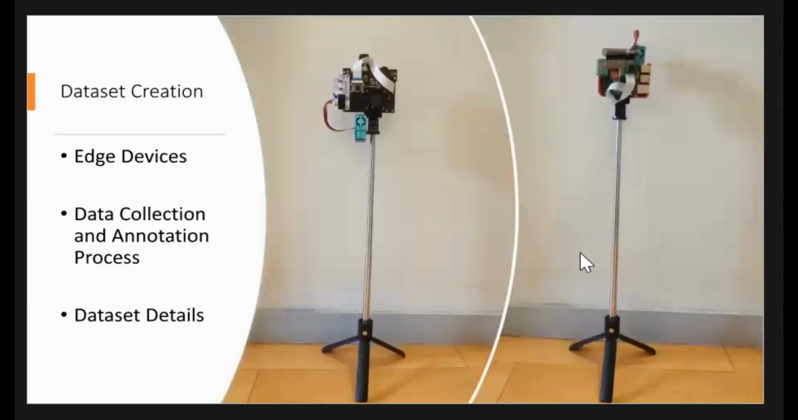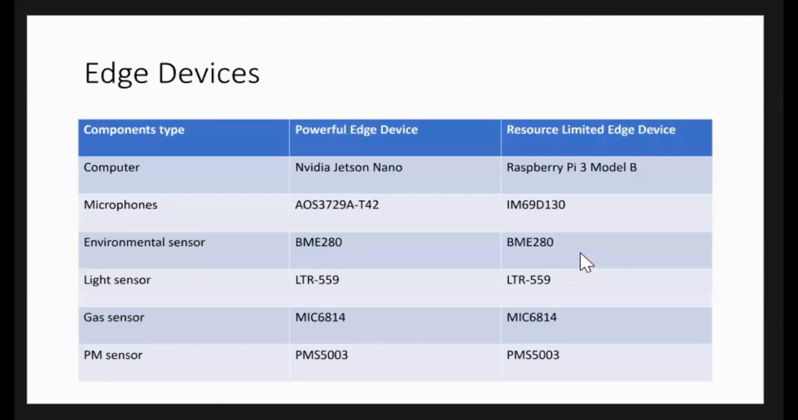So these are the two prototypes that we use for monitoring. We created two edge devices, one with GPU capability, which is based on NVIDIA Jetson, and another without GPU capabilities, which is based on Raspberry Pi. These are equipped with microphones, environment sensors, gas sensors, and PM sensors.